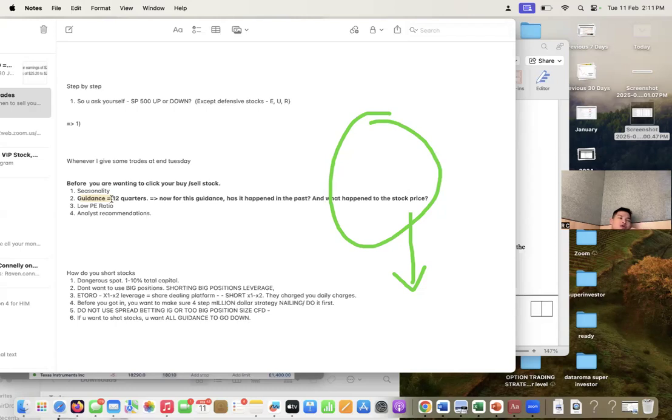Low P/E ratio if you want to buy, high P/E ratio if you want to sell. Analyst recommendation. Or I will use backtest on this. Okay, just backtest on market screen now. Let me have a look.